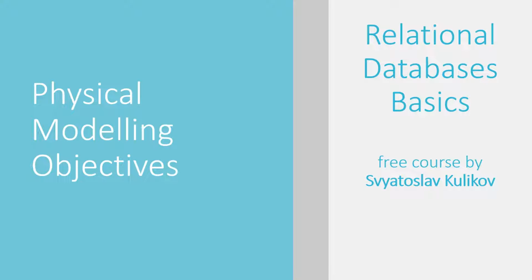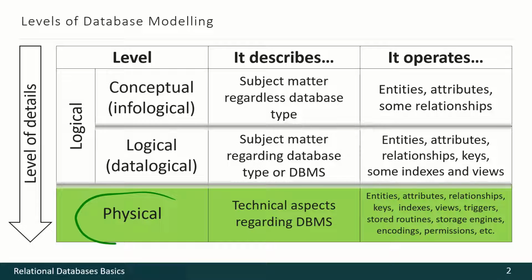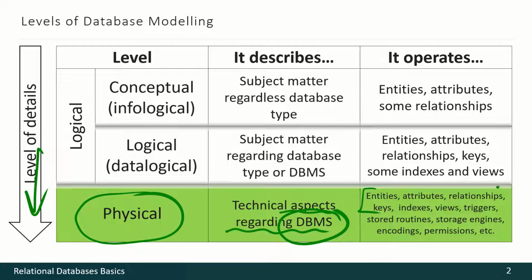In this video we shall talk about physical modeling objectives. The physical level is the richest with details, so we absolutely have to take into account technical aspects of our DBMS. And in addition to all those ideas we've already mentioned on previous levels, we have to think about triggers, storage routines, storage engines, encodings, permissions, and so on and so on.